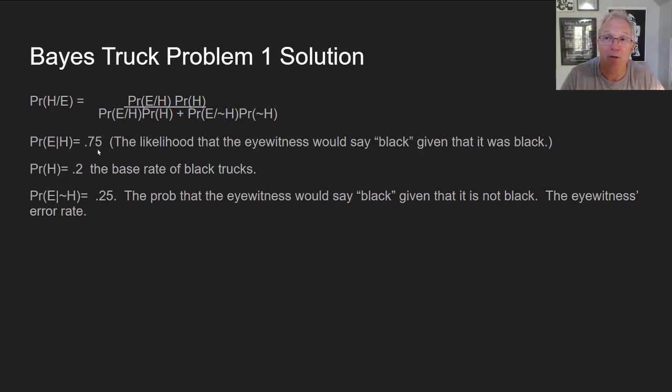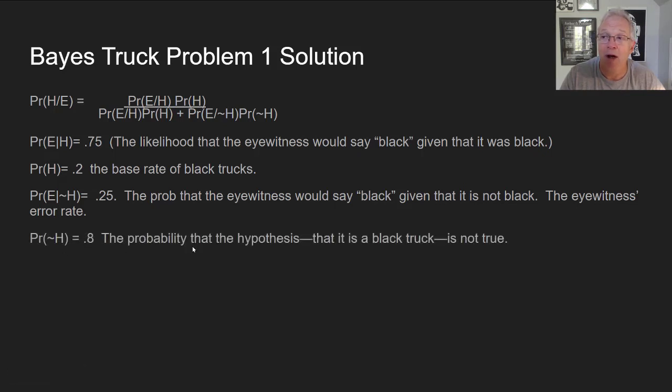And this is the eyewitness's error rate or the false positive rate. So it's the difference between, here's the true positive rate. The witness gives a true positive rate of 75% and a false positive rate of 25%. And the probability that the hypothesis is false, that it's a black truck, is 0.8, and that's 1 minus 0.2, or the percentage of black trucks. That's not true, sorry, the blue trucks. There's 80% blue trucks and 20% black trucks.